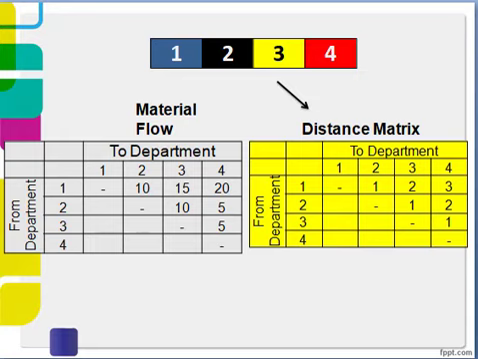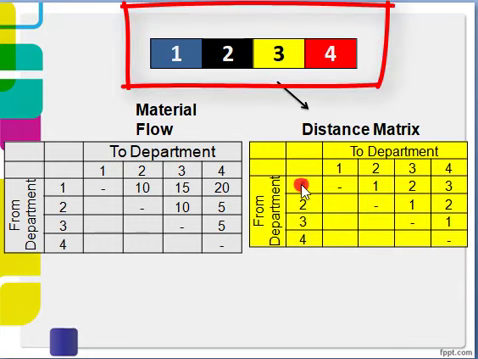Okay, for example, if we want to travel from department 1 to department 2, we need 1 step, so you can put 1 in this matrix. And the initial layout will be put next to each other on the screen, and they are adjacent to each other. To see the position of the layout, we need to travel from department 1 to department 2 only 1 step.